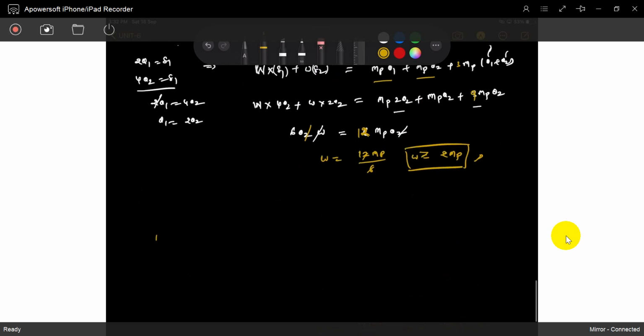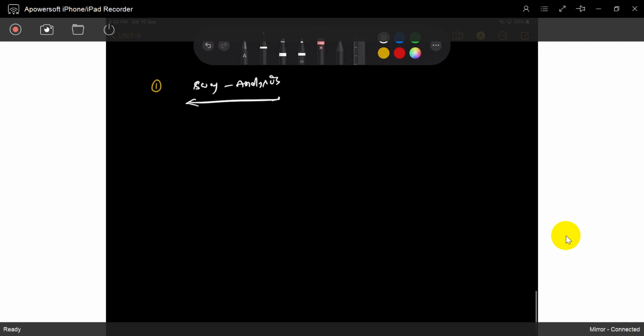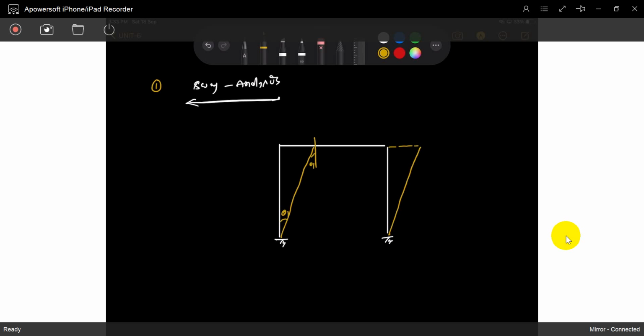Now I will do the sway analysis. So how will it go? It will go like this. This is theta 1, this is also theta 1, this is also theta 1. Same theta, because this is a delta and this is a delta. The deltas are equal, so the thetas are also equal.